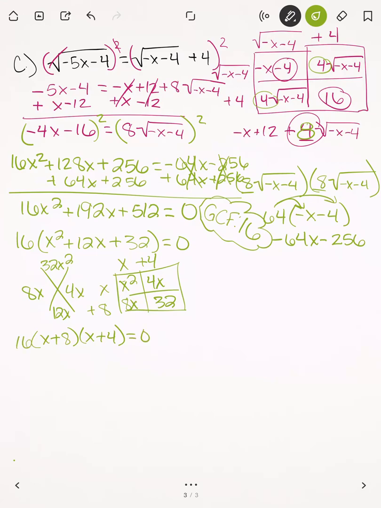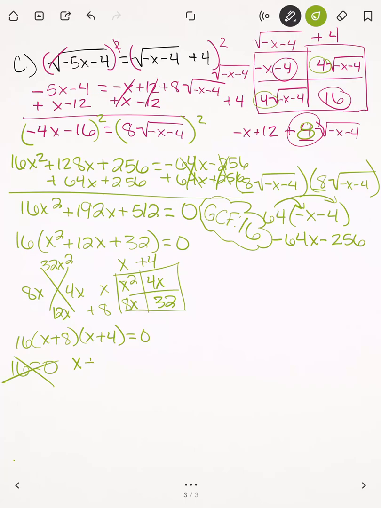Don't forget we have that 16. We set each factor equal to 0. I'm sorry, I'm messing up. This problem's just been so long. So 16 equal to 0, that's a number equal to a number that's not true, so we don't worry about it. If it's a variable, then it is important. But since it's just a number, 16 does not equal 0. It's not a valid statement, so we just cross it out.